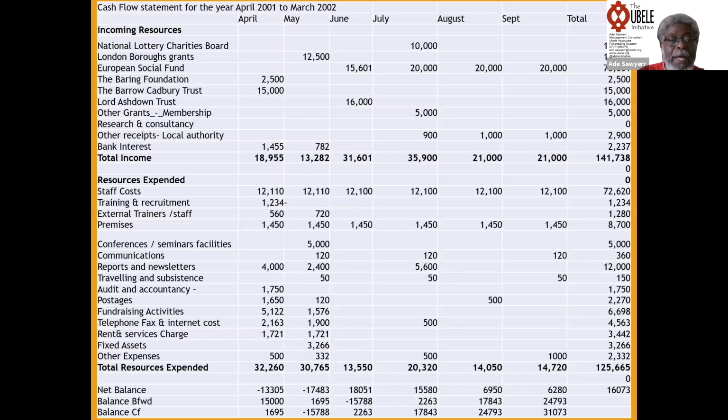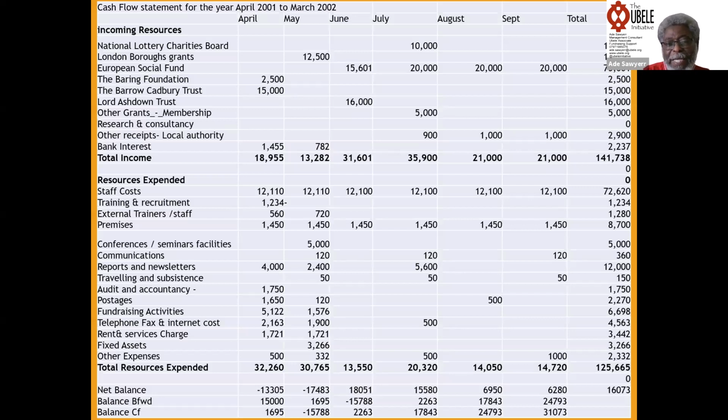When we go into the next month, which is May, we only get in $13,000, but we end up spending 30,000. And again, we have a net balance of 17,000, which is negative. From the previous month, we've brought forward 1,695. But what we realize is that for May, we are actually seriously in overdraft.